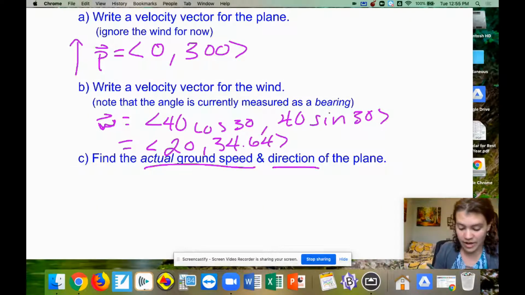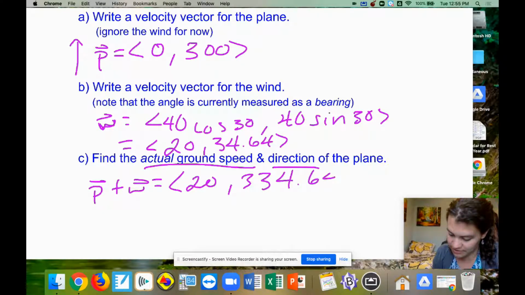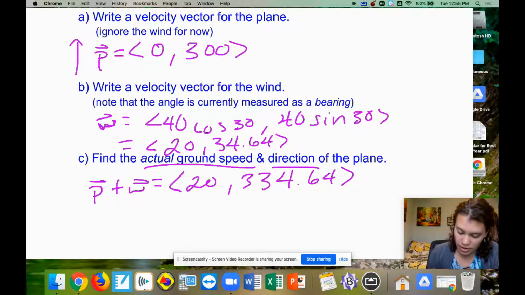So then if we add the plane plus the wind, you're going to add them together so you get 20 and then 334.64. So that's your actual vector for the direction of the plane. So now we need to do what we did before and find the speed and the direction. So I'm going to call this something else just so I can not write p plus w. So let's call it the true vector.